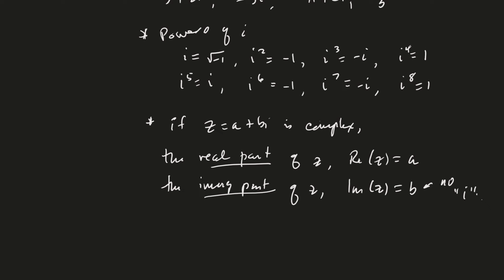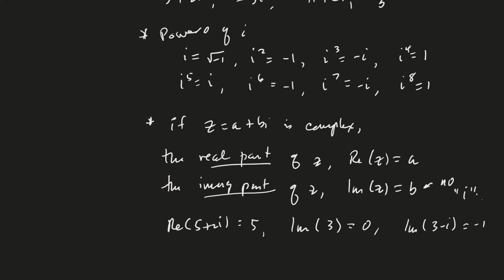Okay. For example, what's the real part of 5 plus 2i? That would be 5. What's the imaginary part of 3? That would be 0. What's the imaginary part of 3 minus i? That would be minus 1. Good. Okay, so that's the real part and the imaginary part.